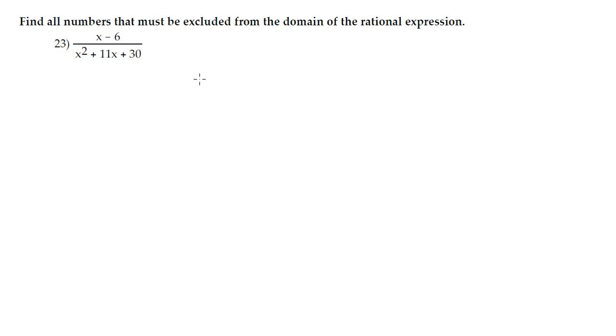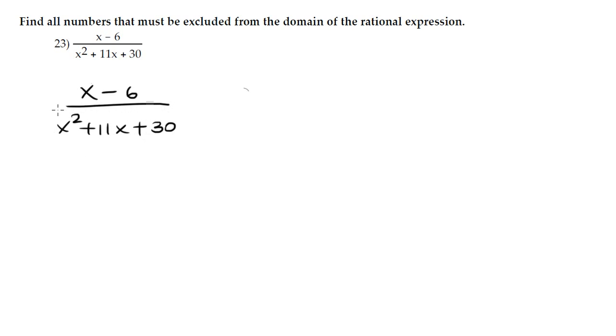Find all numbers that must be excluded from the domain of this rational expression, x squared plus 11. Now in this case, since I have this rational expression with variables in my denominator, the only values that are excluded from the domain here occur when this denominator equals 0.